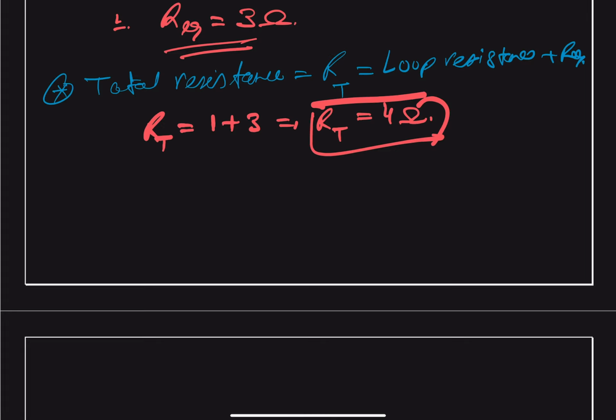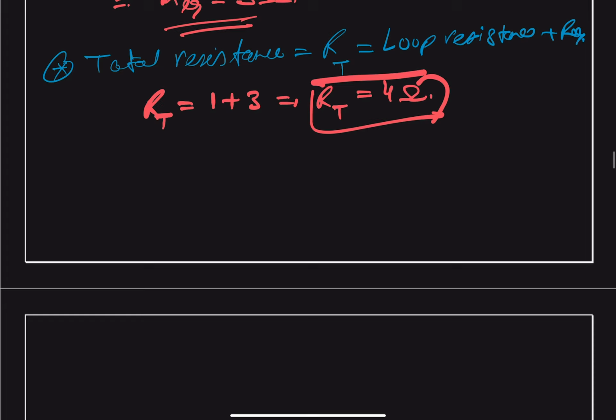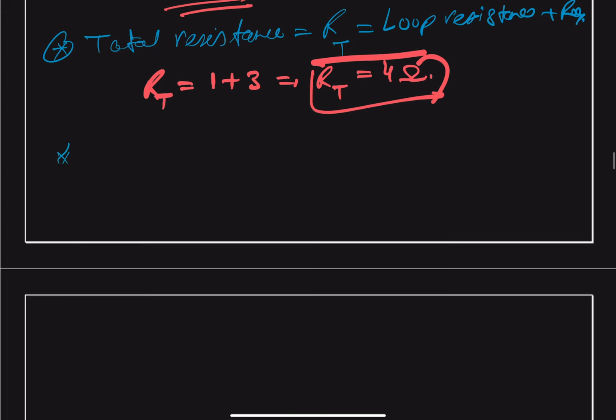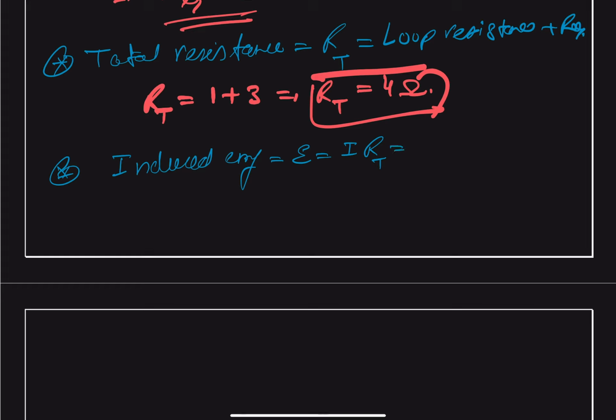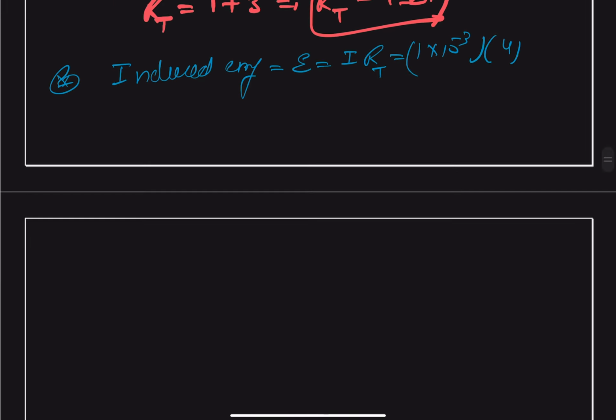Now we can find the induced EMF. Because the value of current is given to us, we can use Ohm's law. Induced EMF will be equal to I multiplied by the total resistance. I is given as 1 milliampere, so this is 10 raised to the power minus 3, and here we have 4. So our induced EMF will be 4 into 10 raised to the power minus 3 volts.